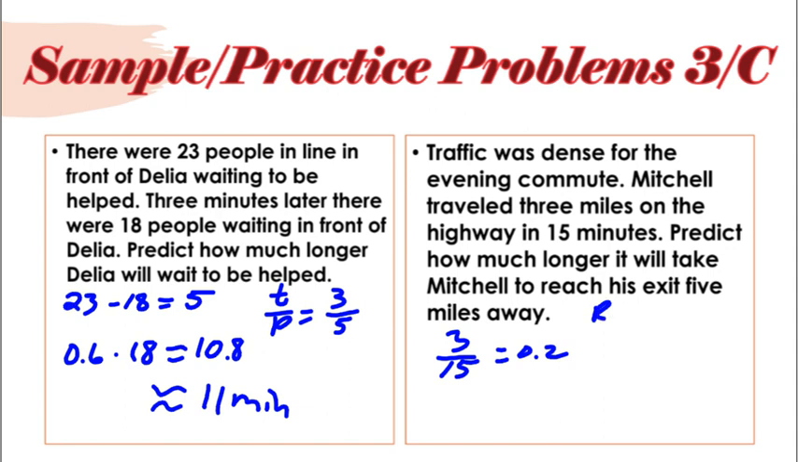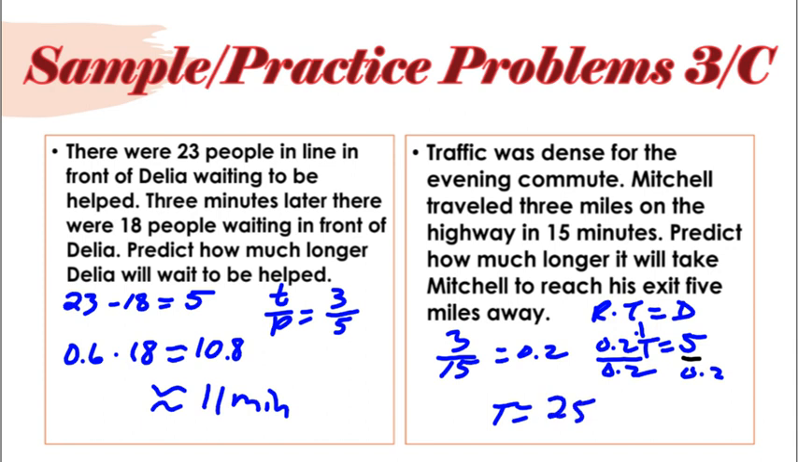So rate times time equals the distance. The rate we said was 0.2. We need to find the time, and the distance is 5 miles. So if I divide by 0.2, 5 divided by 0.2, time would be 25 minutes. That is our lesson today on solving using direct variation.